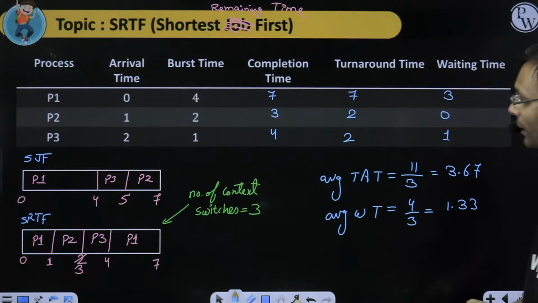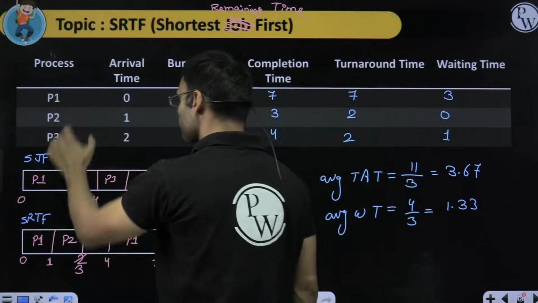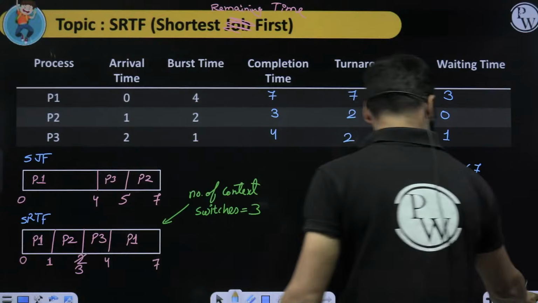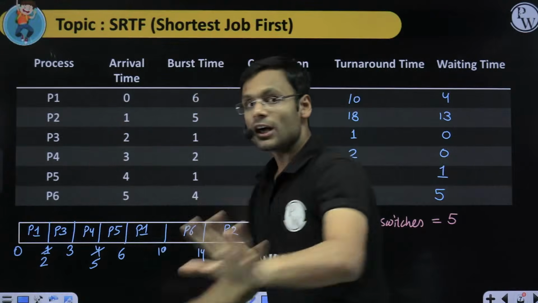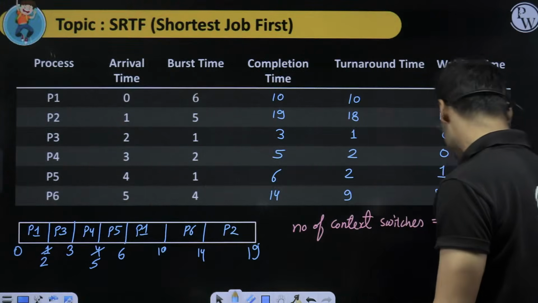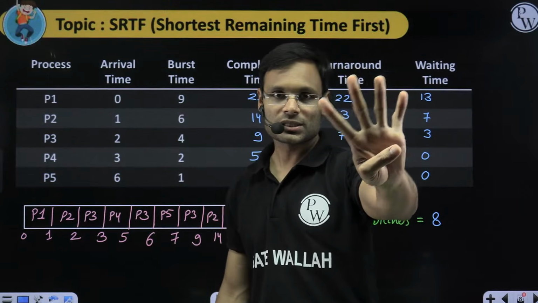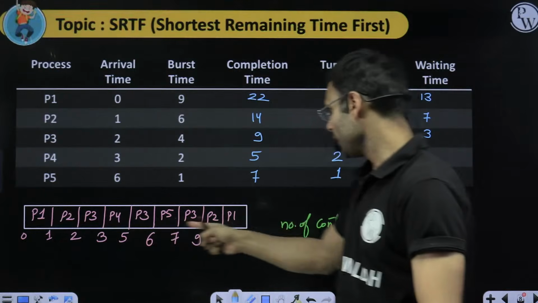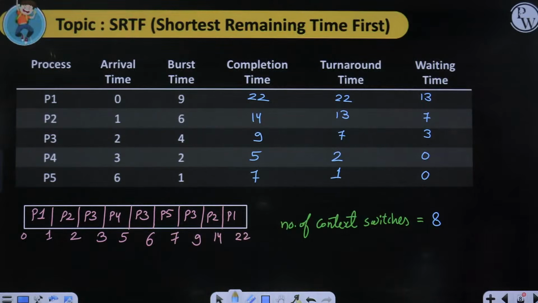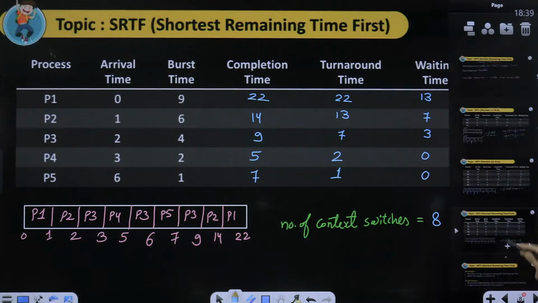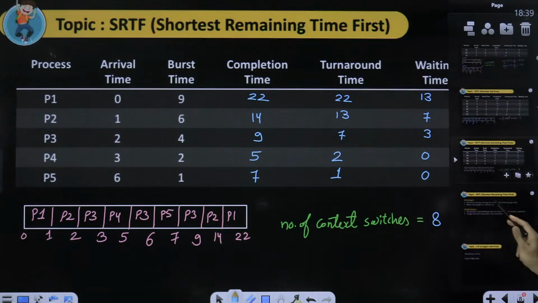In non-preemptive, yes: for 3 processes, 2 context switches. For 6 processes, 5 context switches. Always, for a non-preemptive algorithm, 5 processes, 4 context switches. Confirmed, yes, but in preemptive, we don't know. That's why we will have to calculate here.